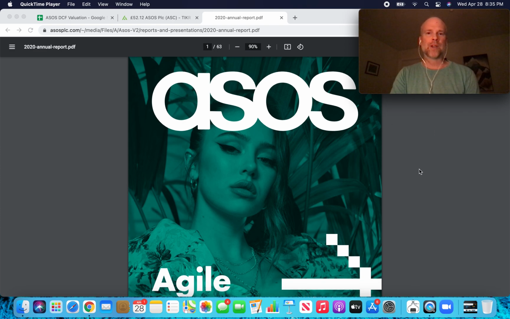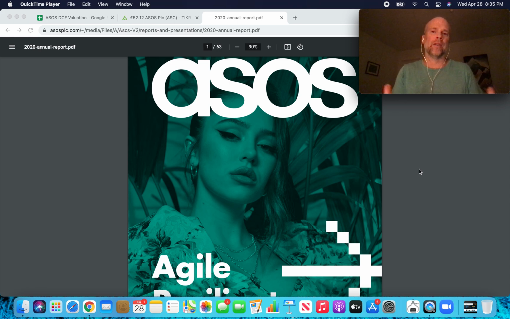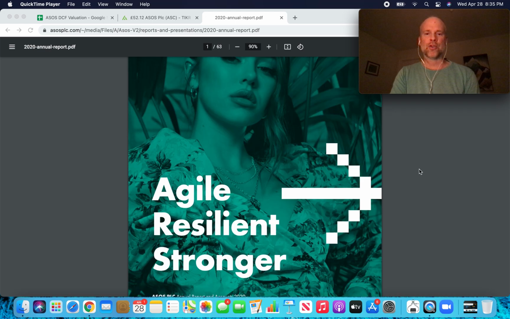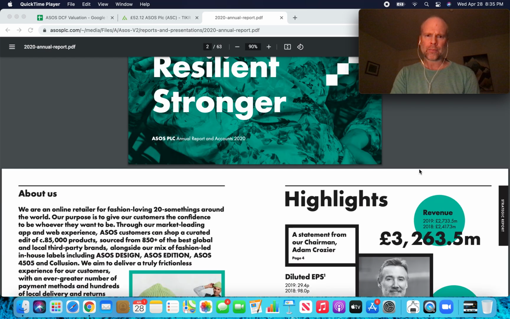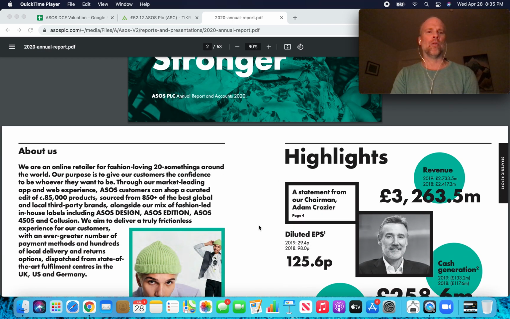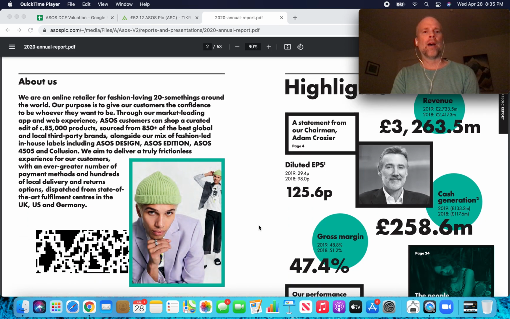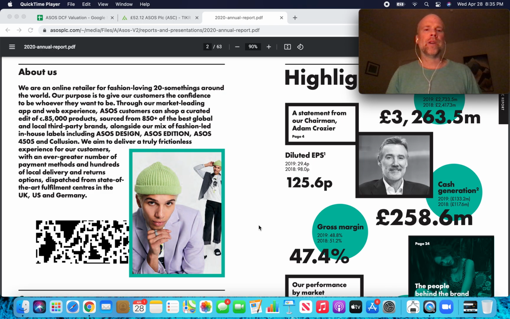So first, I want to talk about what ASOS is. We're going to look at their annual report, and then we're going to jump into the DCF. This is the 2020 annual report from the ASOS website, About Us. We are an online retailer for fashion-loving 20-somethings around the world. Our purpose is to give our customers the confidence to be whoever they want to be.